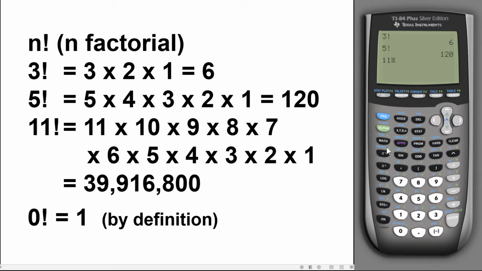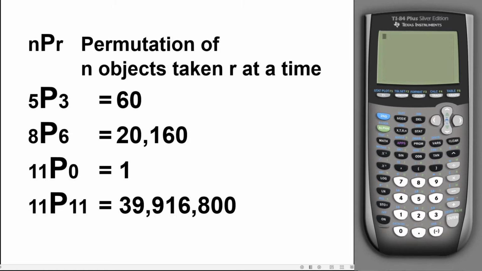It's a lot easier to do 11 times 10 times 9 times 8 times 7 times 6 times 5 times 4 times 3 times 2 times 1 as 11 factorial. A factorial I specifically want to point out is 0 factorial. By definition, it's 1. We need it to be 1 to do calculations, specifically when we get to permutations and combinations, which leads directly to the next probability function, nPr, or permutation of n objects taken r at a time.